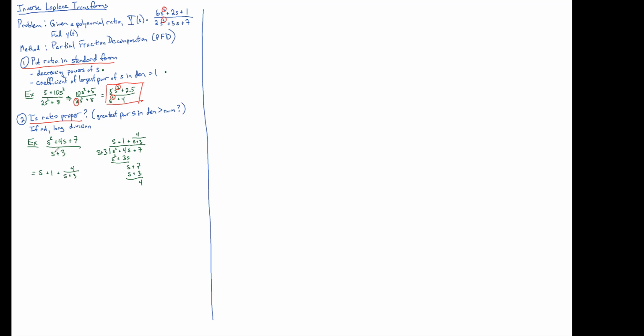So with nothing more than this, we can actually find its inverse transform. Looking up on our table of pairs, s transforms to the derivative of the impulse. 1 transforms to an impulse. And 4 over s plus 3 transforms to 4 e to the minus 3t u of t. Do not forget that u of t at the end. And that's the second step.